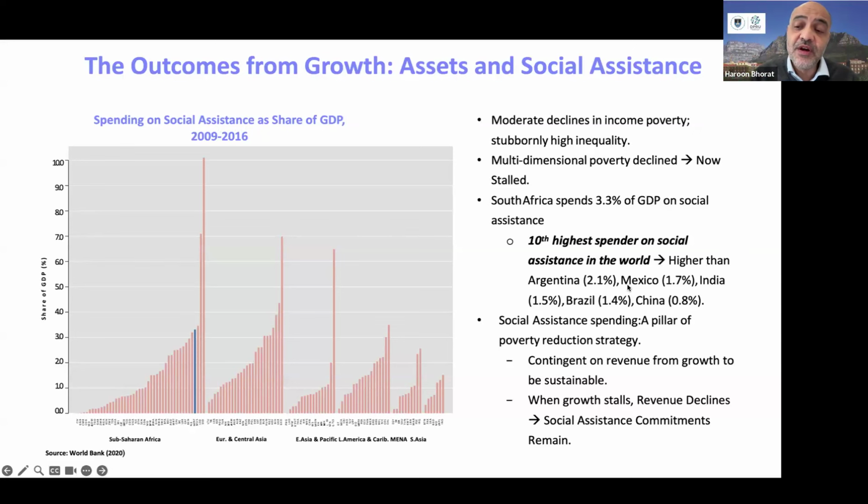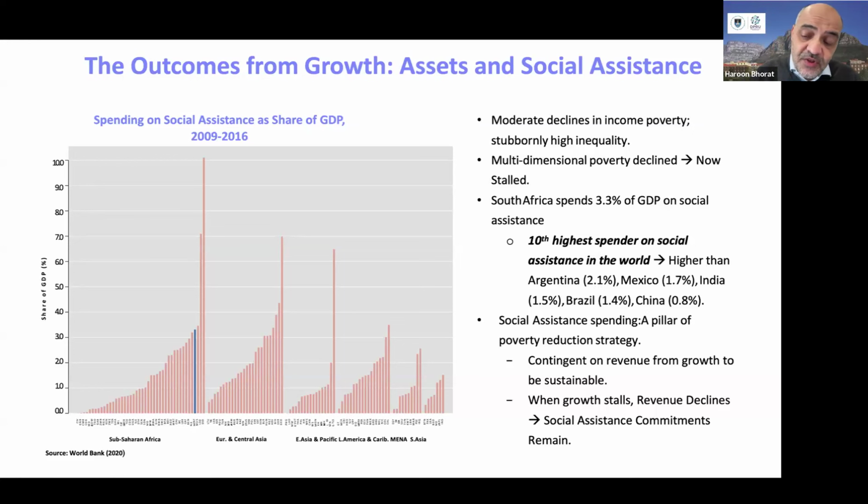In fact, we are much higher than economies that are similar to ours. Argentina only spends 2.1% of GDP on social assistance. Mexico, India, Brazil, China, all these key economies that we would aspire to be, and some of which actually don't grow that fast, much faster than us, are spending far less on social assistance.